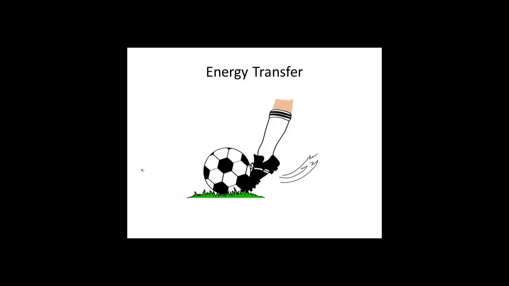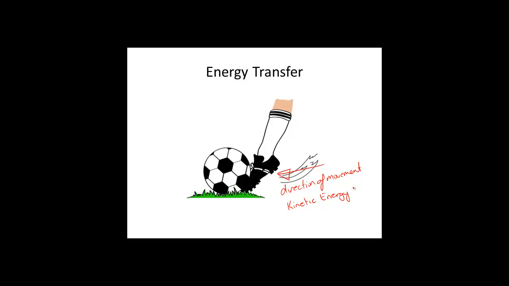The first example we have is a person kicking a soccer ball. Now, before the person has actually come into contact with the soccer ball, their foot has been moving in this direction. So we have here the direction of movement. And because the foot has been moving, it must have kinetic energy. The faster the foot moves, the more kinetic energy it has. The slower it moves, the less kinetic energy it has.